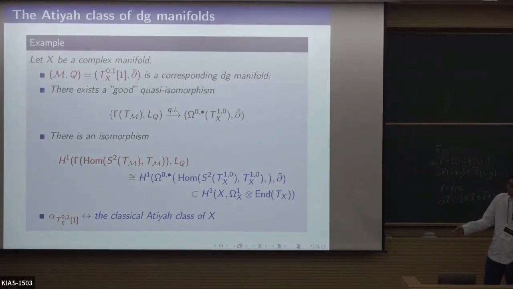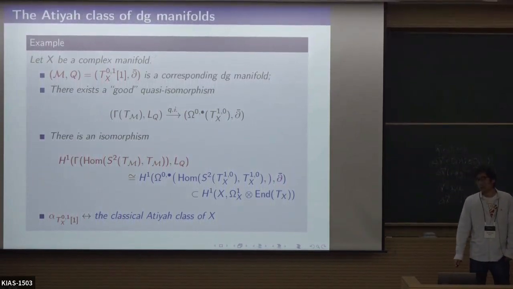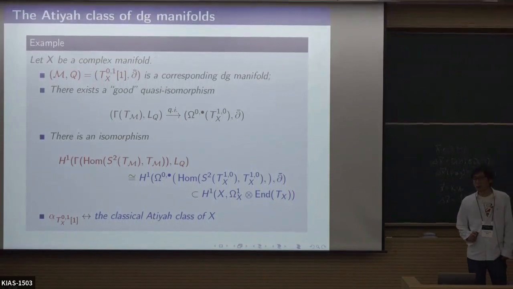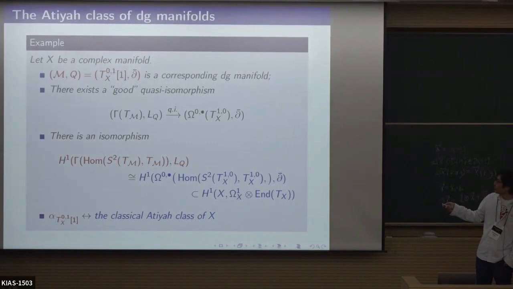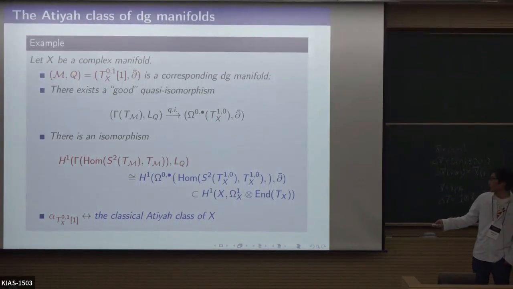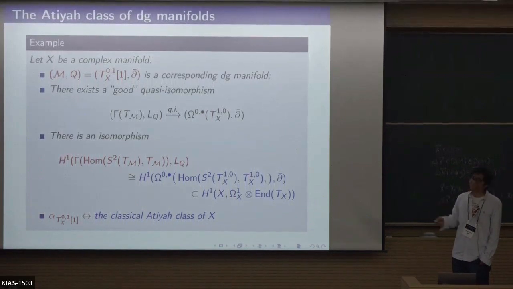The left-hand side is the space where the Atiyah class of this DG manifold lives. On the right side is where the original Atiyah class of the holomorphic tangent bundle T^{1,0} lives. And it turns out under this map, the Atiyah class of the DG manifold coming from the complex manifold corresponds to the classical Atiyah class of X. That's probably why we can call this the Atiyah class.